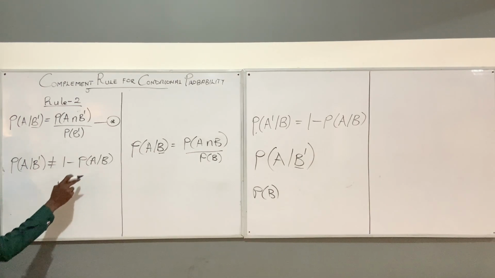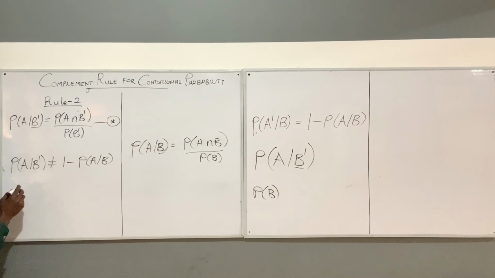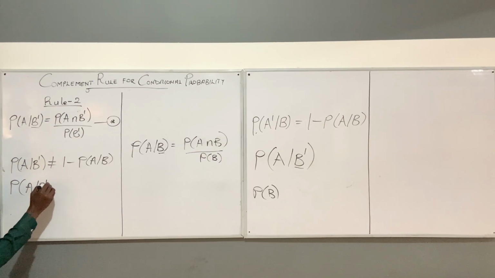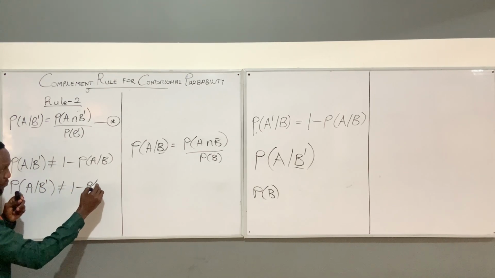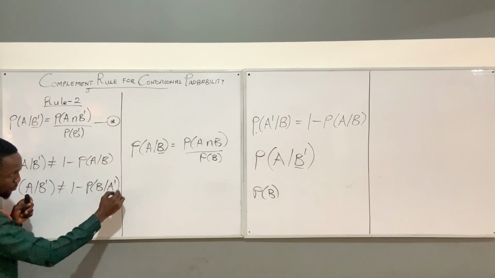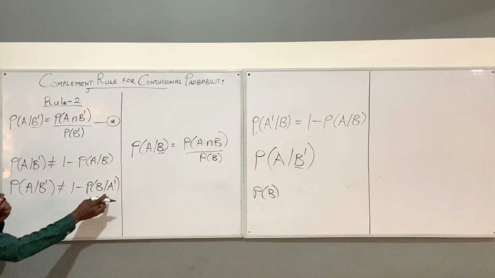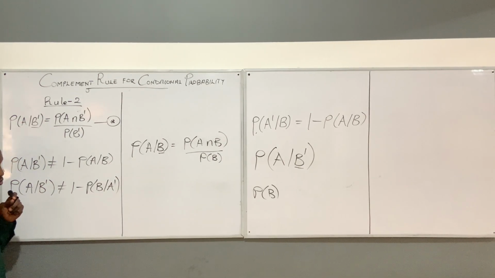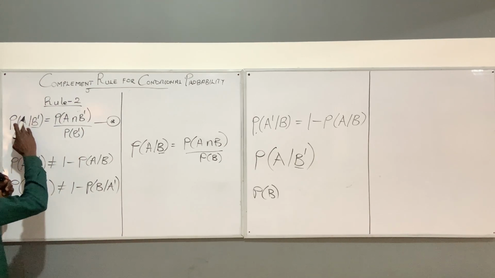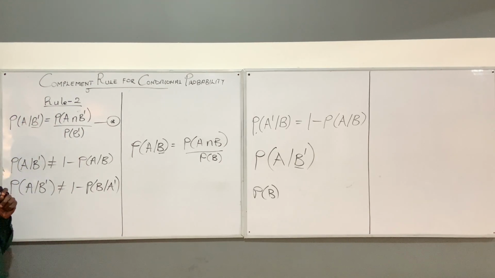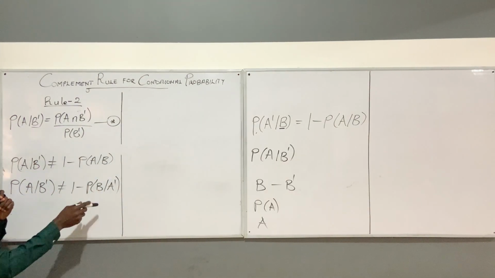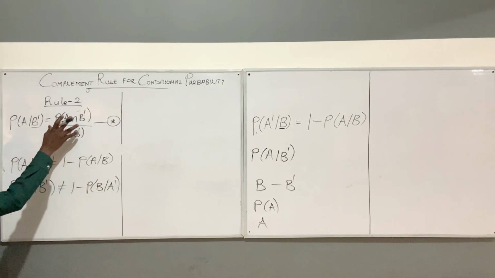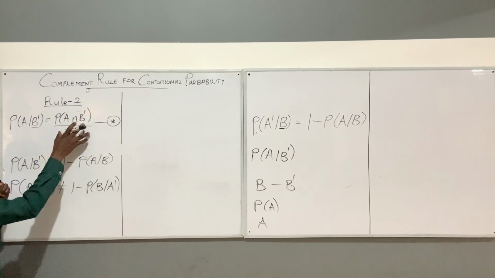If you try to interchange the position of the variables, something like this will happen. The probability of A given B complement is also not equal to 1 minus the probability of B given A complement. If you try to put it this way, you are also wrong. So how are we going to find the probability of A when we are conditioning on the event B complement? Because we cannot use the way we did the first one, to solve this question we have to concentrate on this formula.